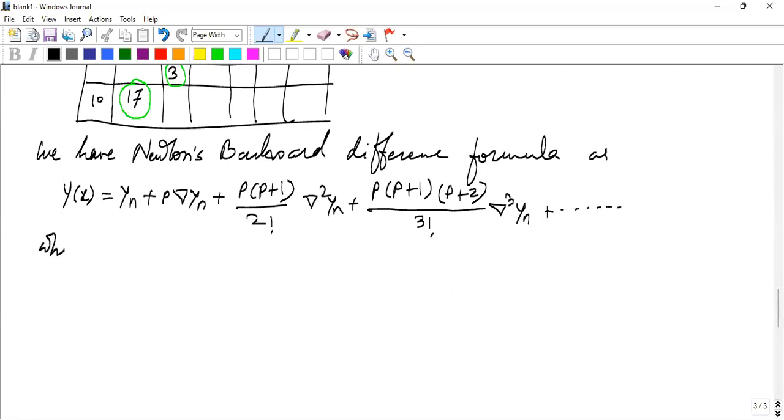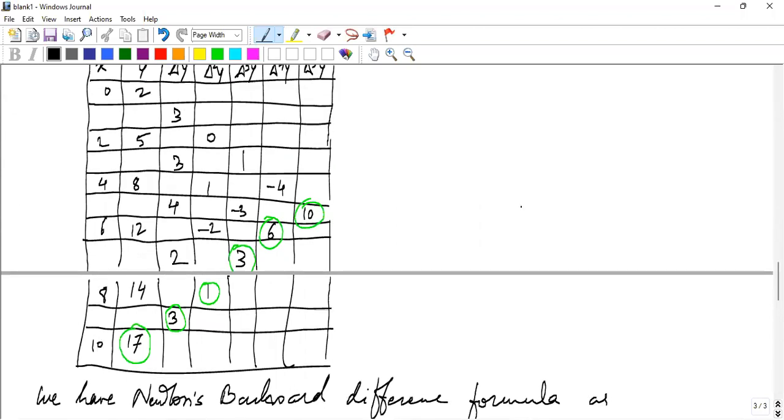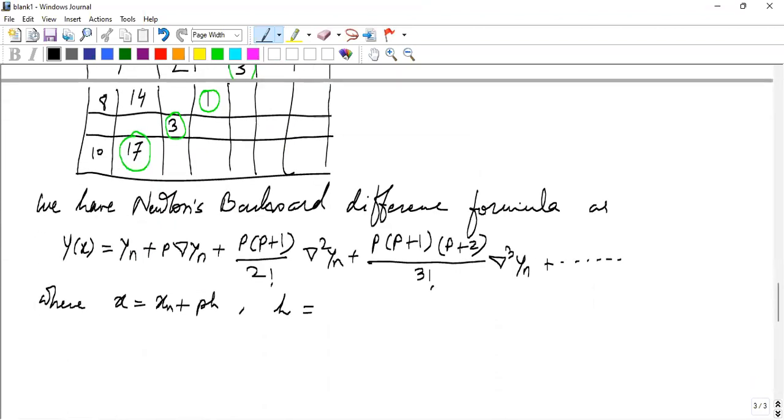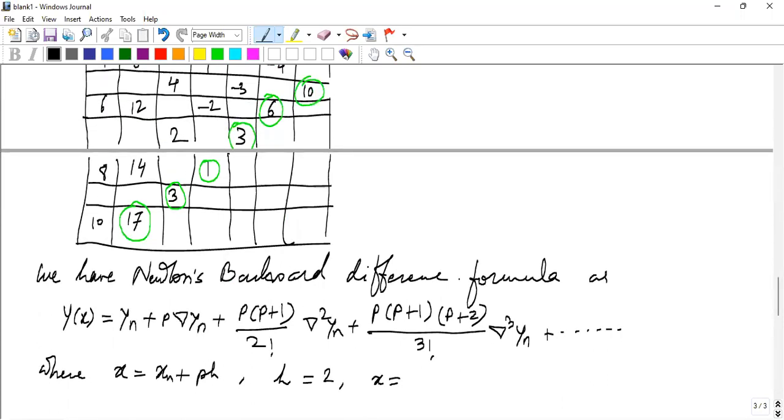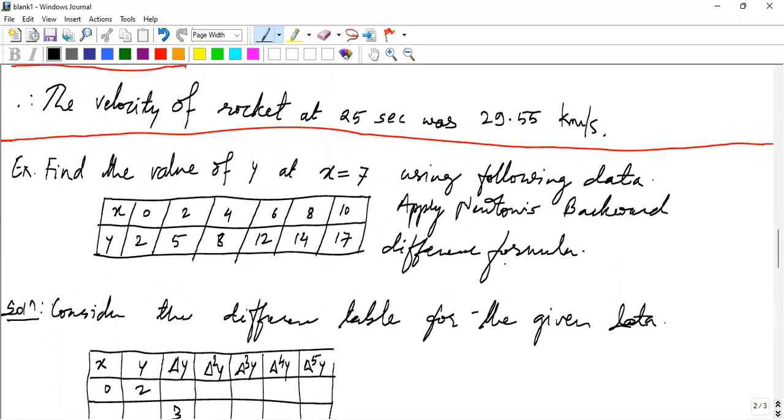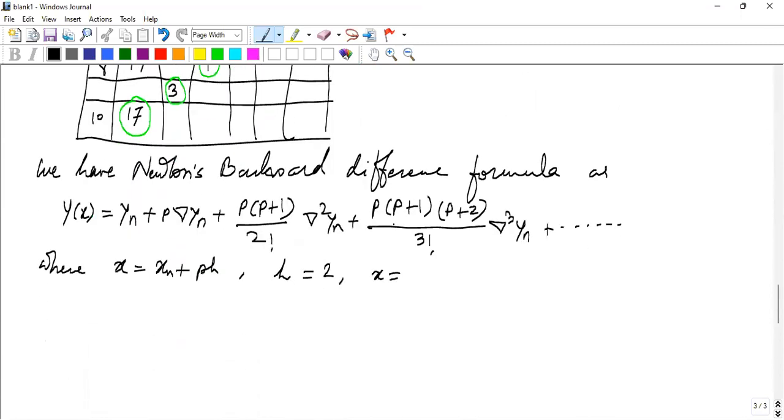Okay, where x is equal to xn plus ph. So here h is equal to, what is the value of h here? 2. Okay, so h is going to be 2. What is the value of x? 7. x is going to be 7. So this is given in the question. Okay, so x is 7.